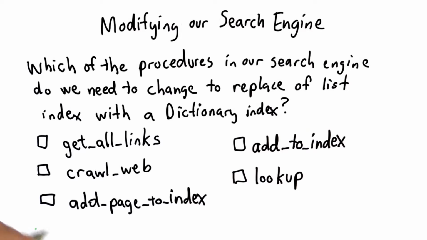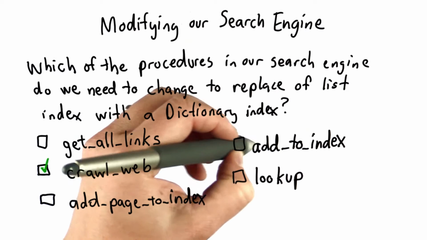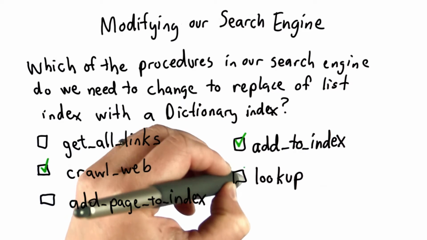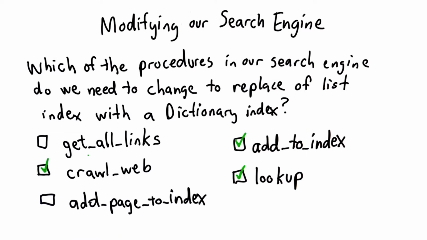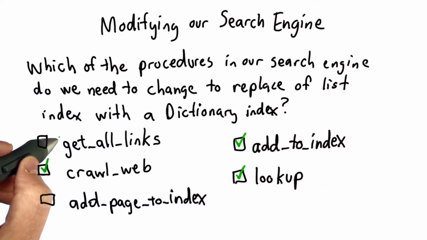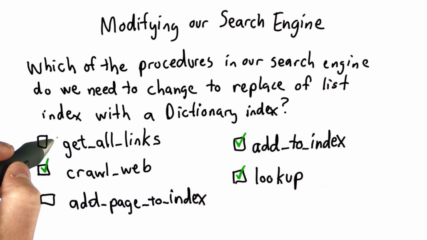So the answer is we need to change 3 of these procedures. We need to change crawl web, we need to change add to index, and we need to change lookup. We don't need to change get all links at all. That we can keep exactly the same as it was. It just returns the list of links. It doesn't depend on the index.